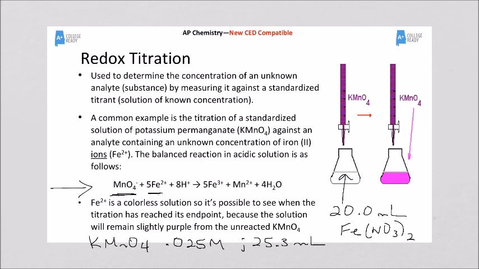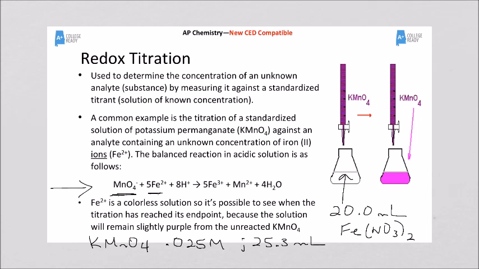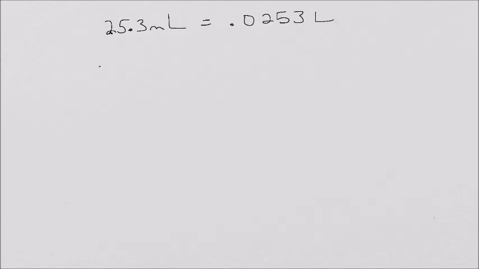So our first order of business is how many moles were in the potassium permanganate solution. We had 25.3 milliliters used from the burette, and the first thing we need to do is change that to liters. You need to divide by 1,000. Let's double check our numbers, it's a 0.025 molar solution. Remember, molarity means moles over liters, so if I take molarity and multiply times my volume, that gives me my moles.